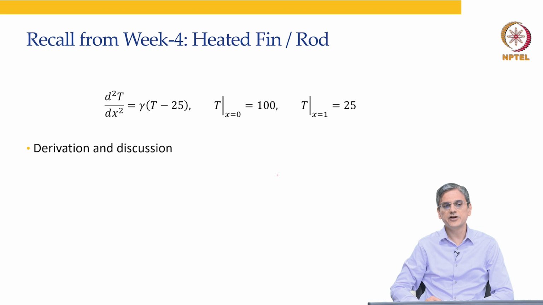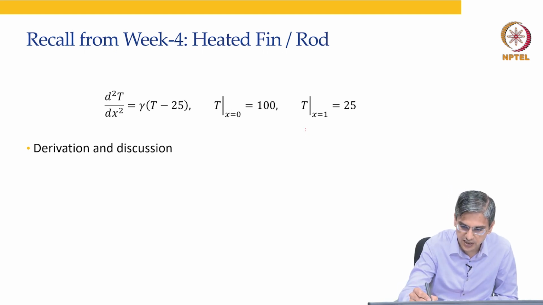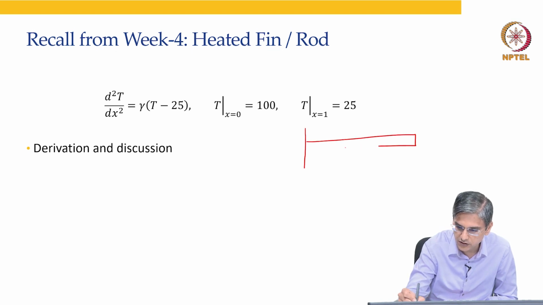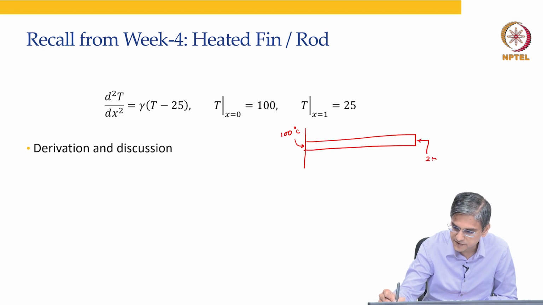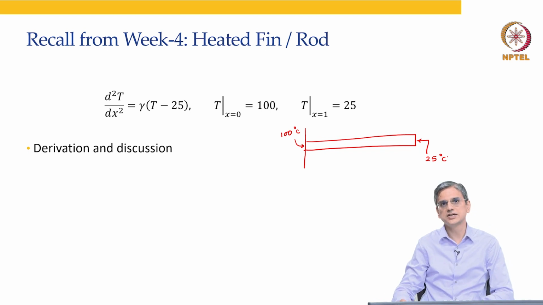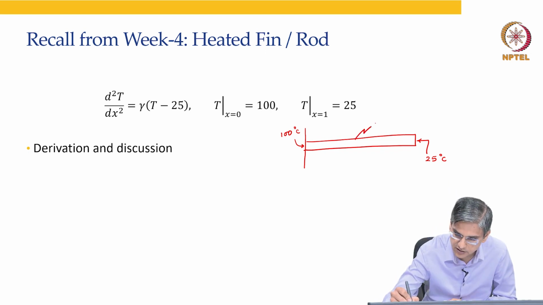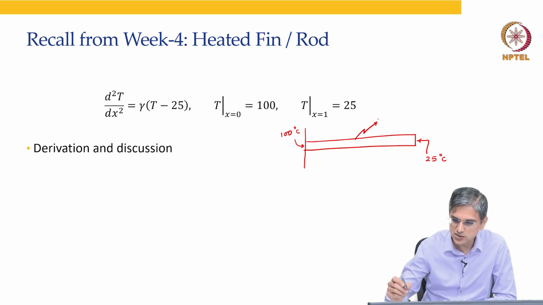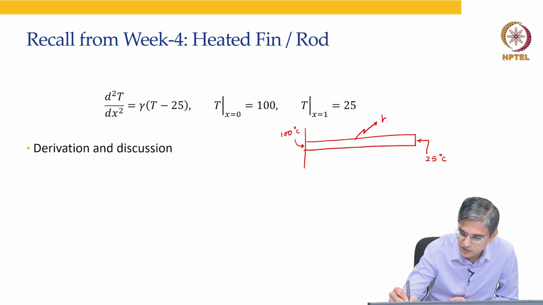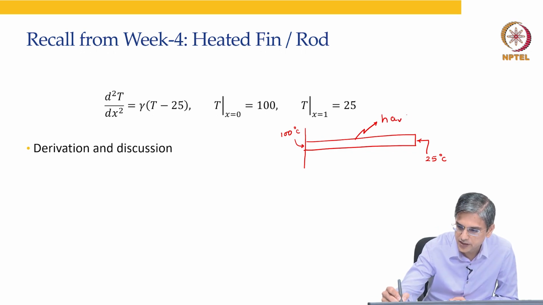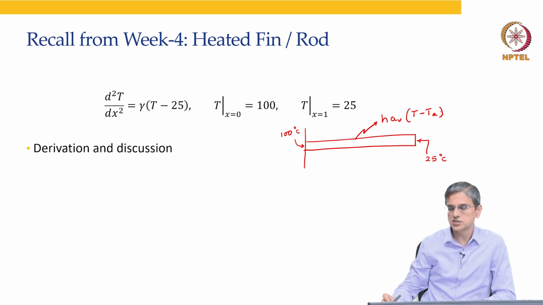Now, for this, I will recap something that we had done in week number 4. We had talked about a heated fin or a heated rod, which basically means that, let's say we have a rod like this. One end is kept at 100 degrees Celsius, this end is kept at 25 degrees Celsius. And because this rod is hotter than the surroundings, it loses heat to the surroundings. This loss of heat is given in terms of the heat transfer coefficient multiplied by the area per unit volume ratio, multiplied by T minus T of ambient.